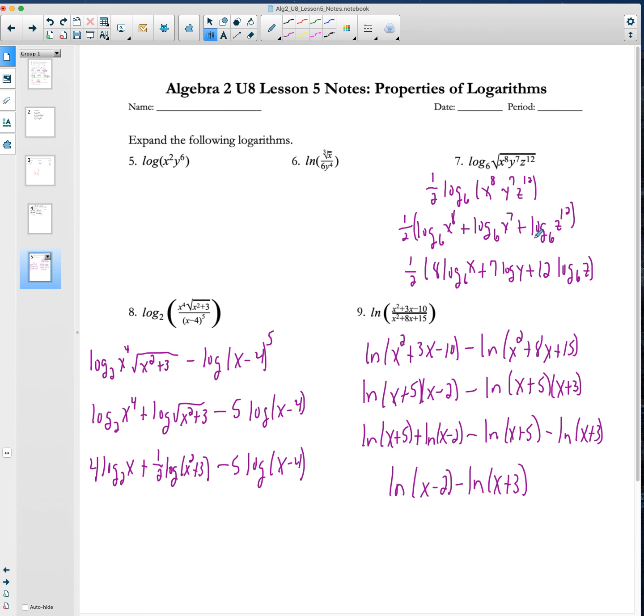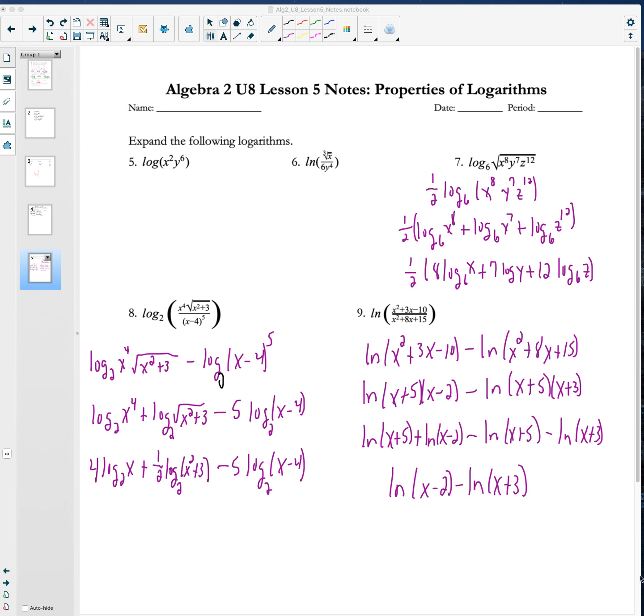All right, so let's take a look at problems 8 and 9. Now, when I look at 8, the overriding property that I have to take care of first is the quotient. So I'm going to have log base 2 of x to the 4th times the square root of x squared plus 3 minus log base, I left my 2 off of that, so let me add it. I dropped my 2's in some of these problems. So let me add the 2 here. All right, so I've got those added back now. And then log base 2 of x minus 4 to the 5th power.